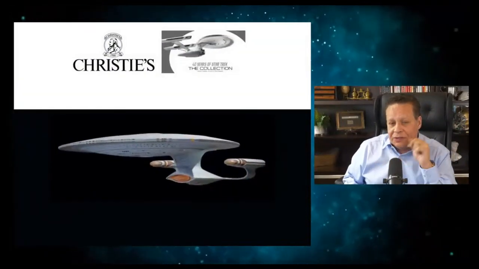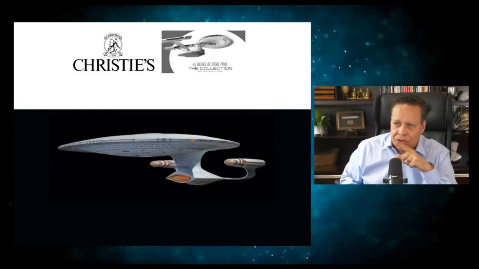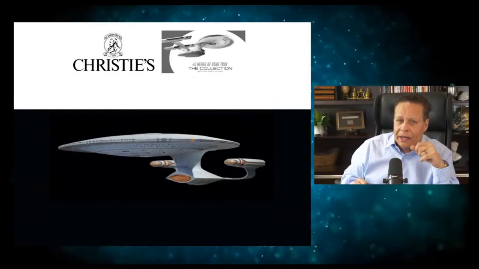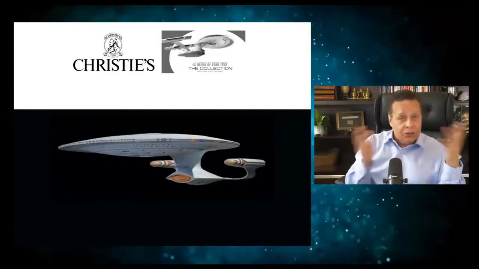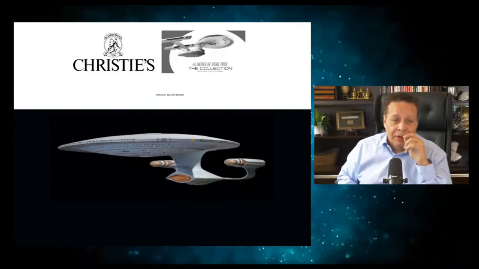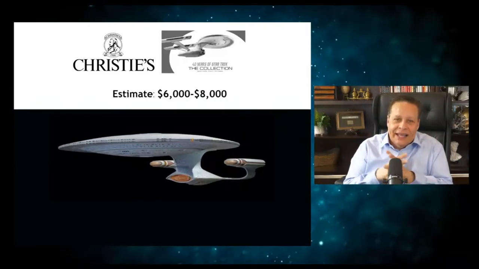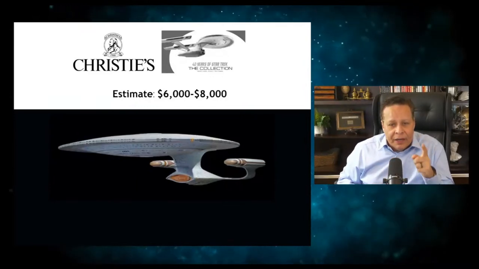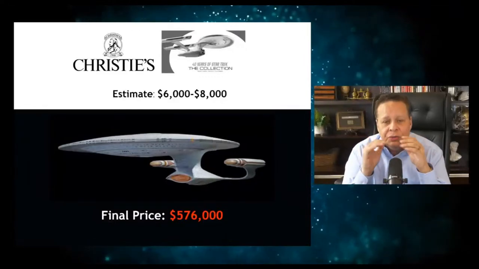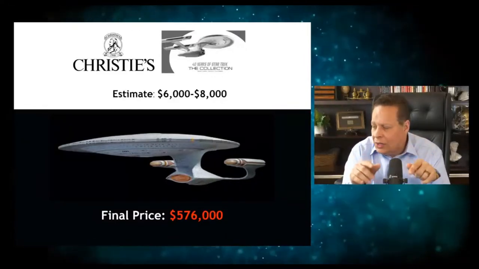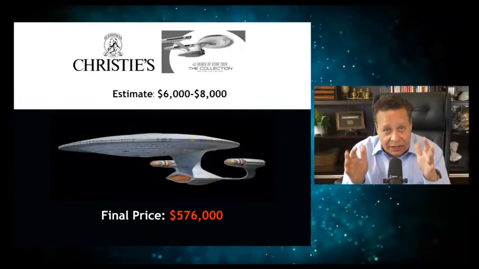The real piece of resistance was a model of one of the ships. Now, this ship was big. It was a big model. It would probably take up the size of a one-car garage. It was pretty big, but it's a model. This was the last piece at the auction, and they estimated it at $6,000 to $8,000. The actual hammer price on this fake starship was $576,000. Most houses in the country do not go for that.